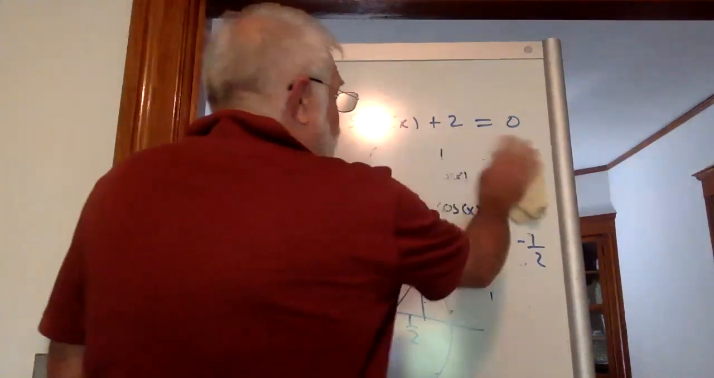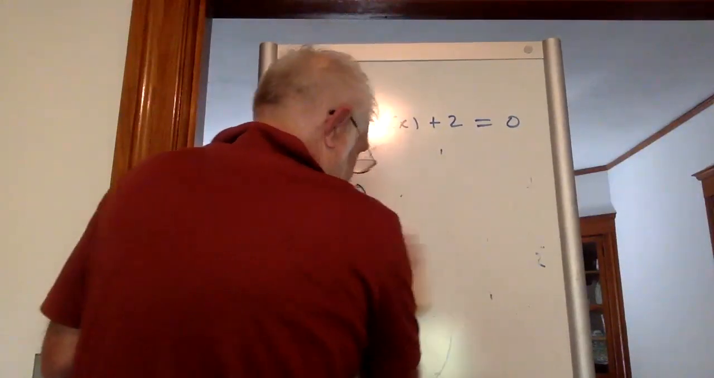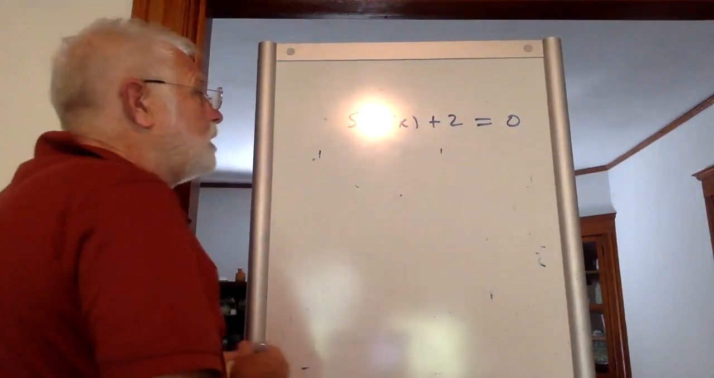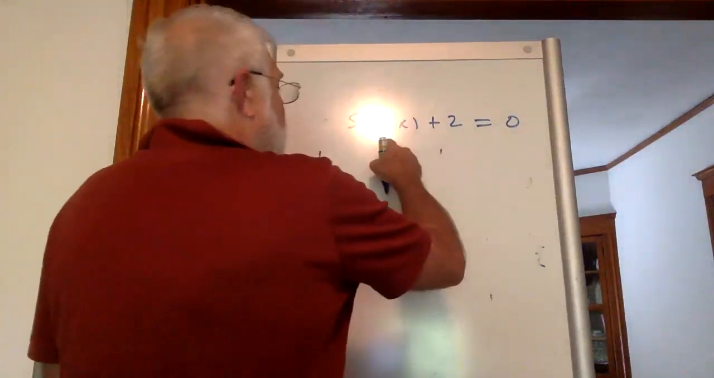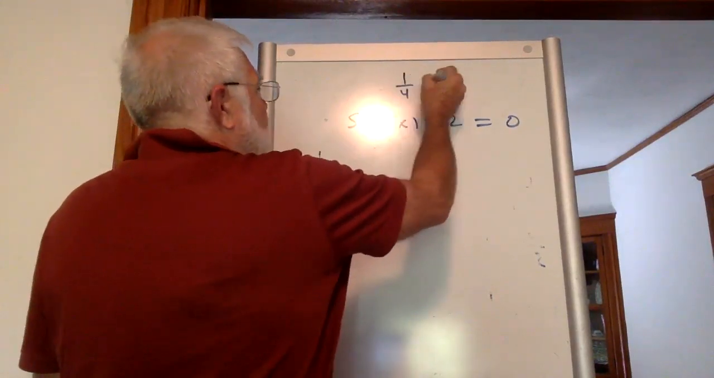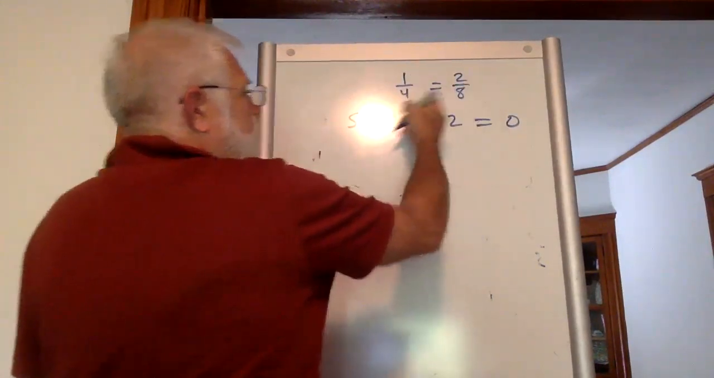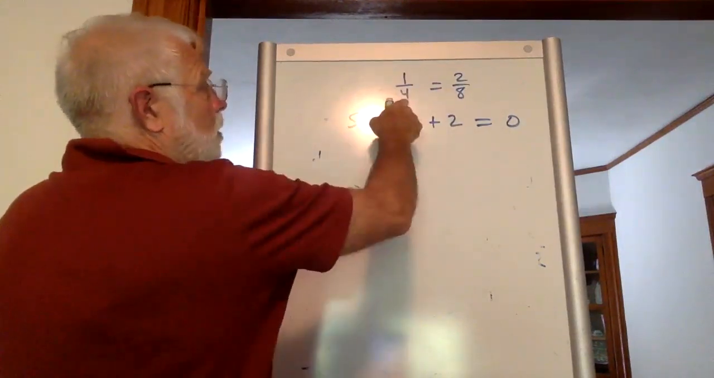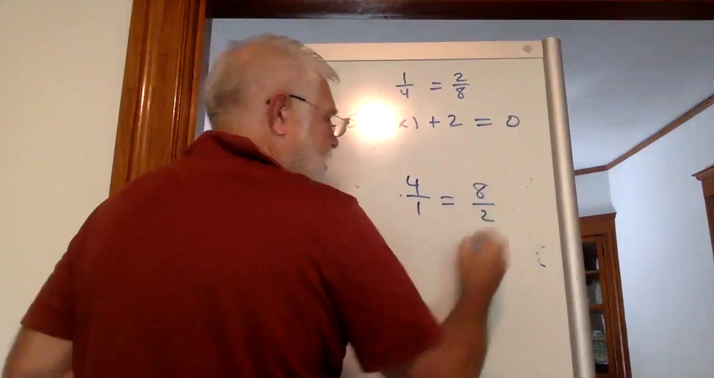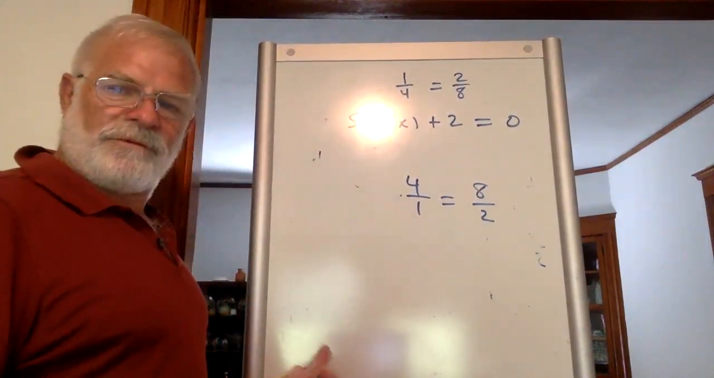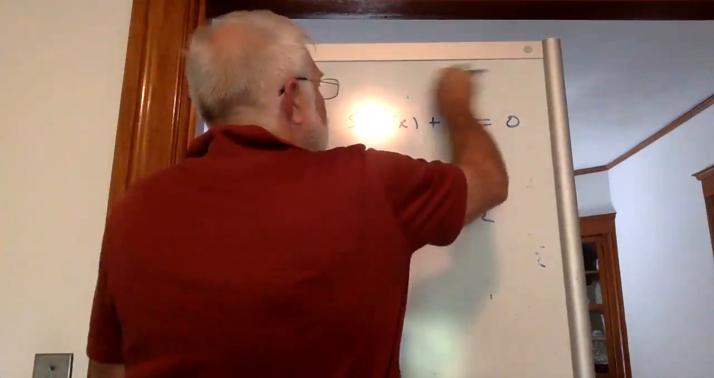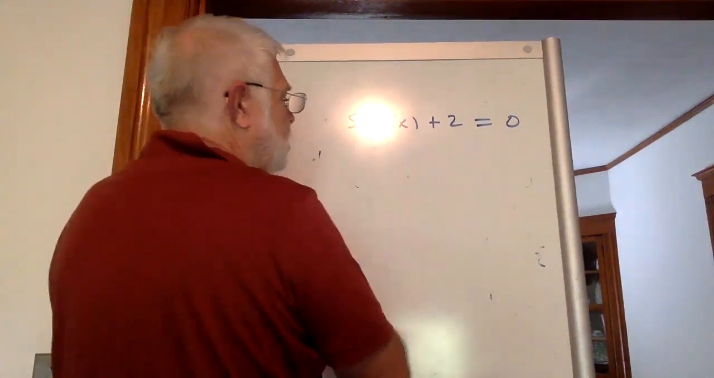All right, so now we're going to take the shortcut. If this were my problem, I would say, okay, 1/4 equals 2/8. Just some truth about fractions. Well, if 1/4 equals 2/8, 4 over 1 equals 8 over 2. In other words, you can just flip fractions that are equal, right? The reciprocals have to be equal. So what's the reciprocal of secant? Cosine.